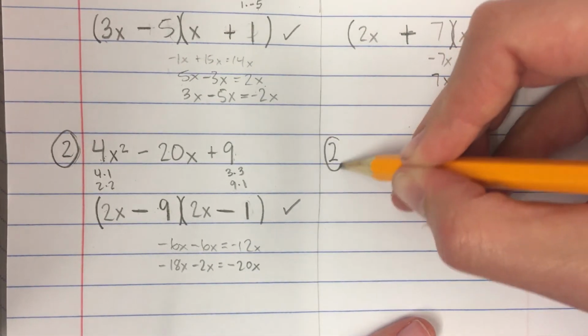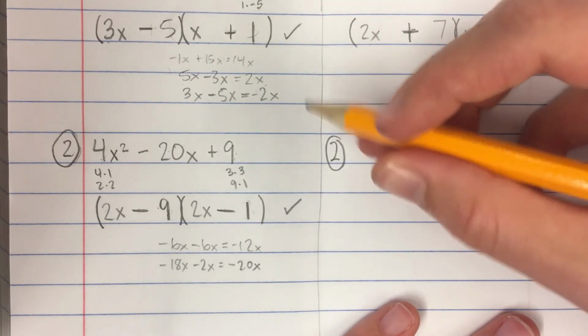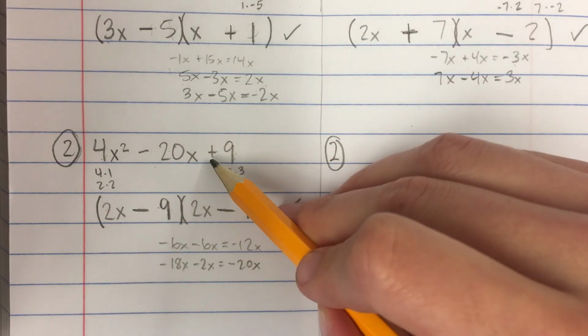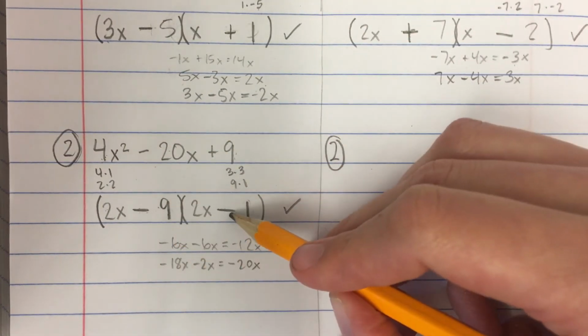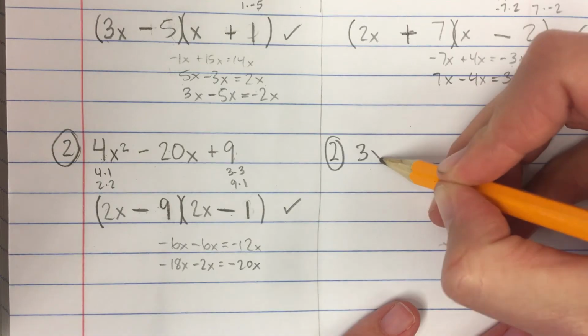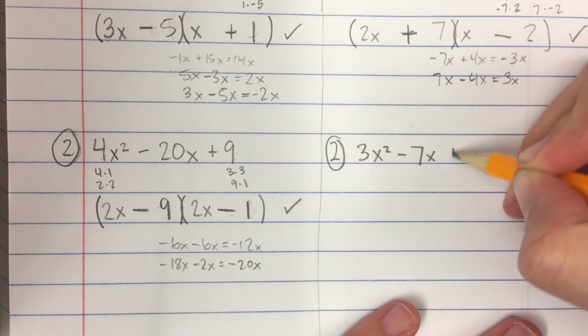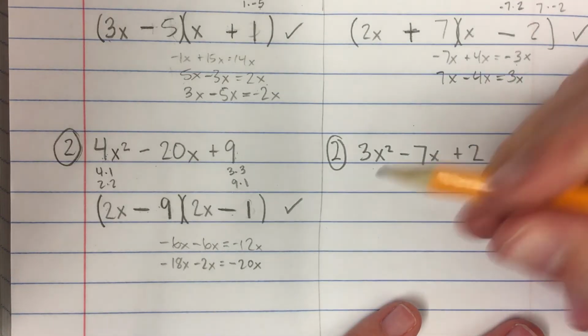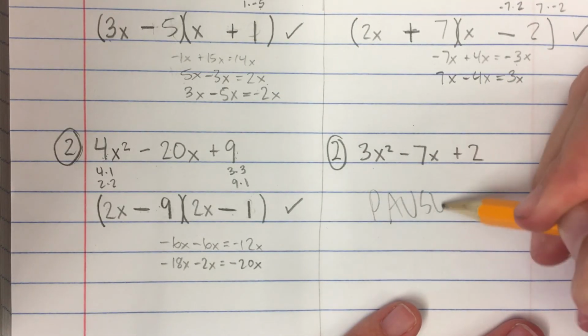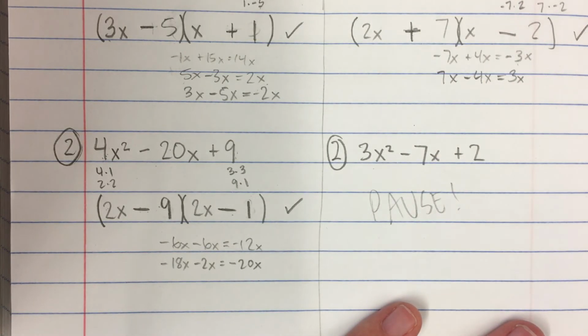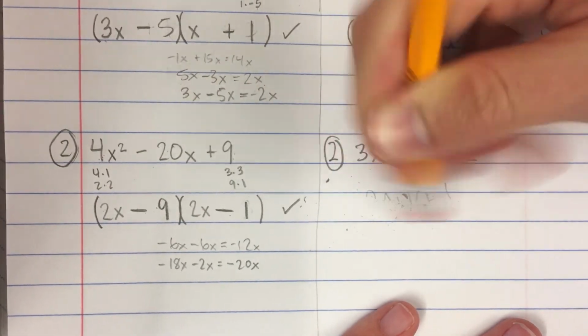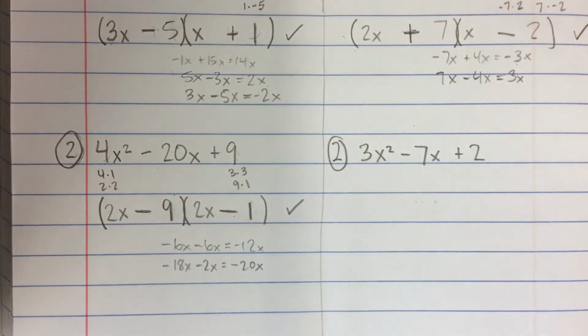Okay, your turn to try. This one also has a negative number here and a positive here. So think about what that means in terms of the signs. Okay, pause now and try this problem. Okay, if you're back here, hopefully that means you have this problem done. See how you did.